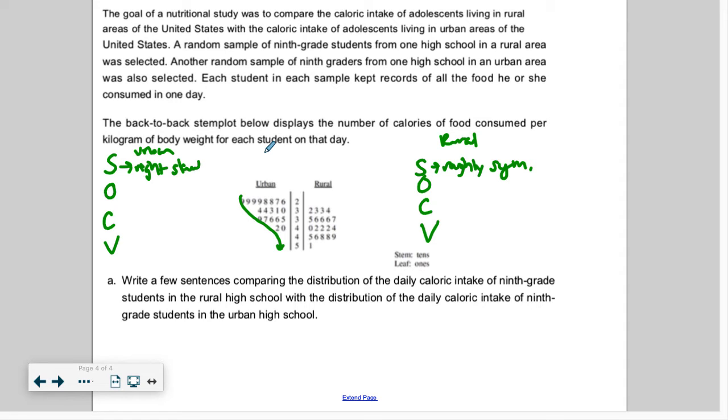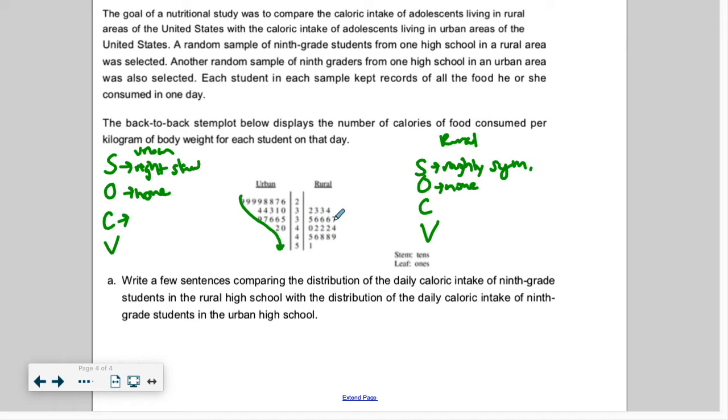If it goes towards lower numbers, it's left skewed. If it goes towards higher numbers, it's right skewed. Always a little tricky on those sort of back-to-back stem plots. Now, how about outliers? I don't see any outliers with my urban, so none. And I don't see any with my rural either, so none again. So this time I don't have any outliers to talk about.